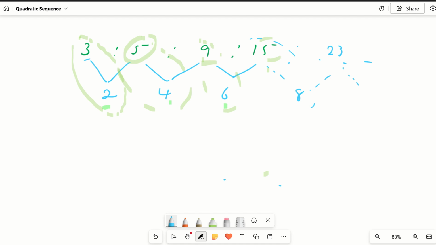Right? To find the next number, we know that what comes after 8 has to be 10 on the first line of differences. So obviously to get the next, we go 23 plus 10 gives us 33. All right, so that's how we go about this. So that's how we find the next two terms, right?